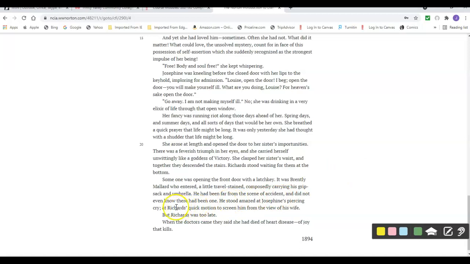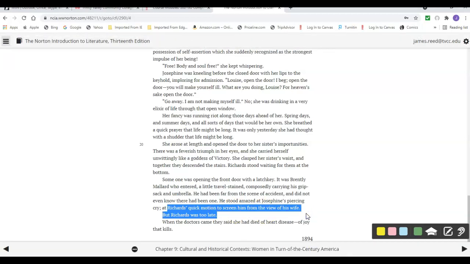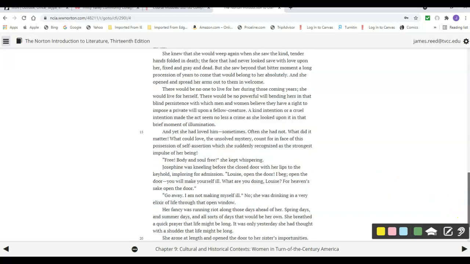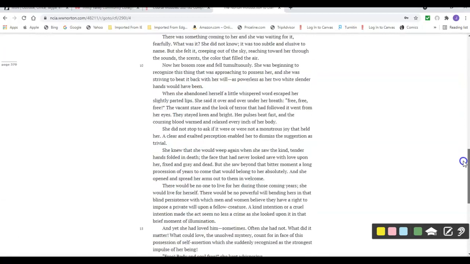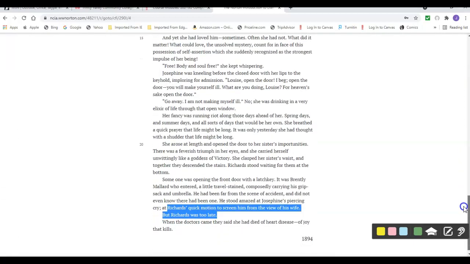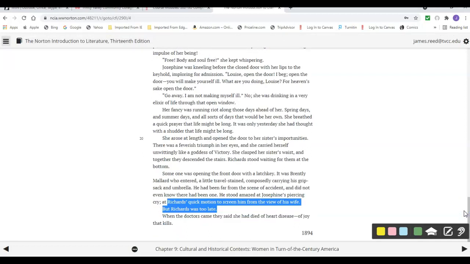And as such, when he makes this motion to screen Brently from the view of his wife and is being too late, think of the irony here. He was too late. No, he'd been too early. He had only taken the time. He had hastened. If he had taken better time, if he had been a little more careful, remember it says less tender, less careful friend. Well, if he had been more careful in trying to find out about the accident, he would not have been so early. And as such, now he's too late. And so you have a sense of irony here about Richards.